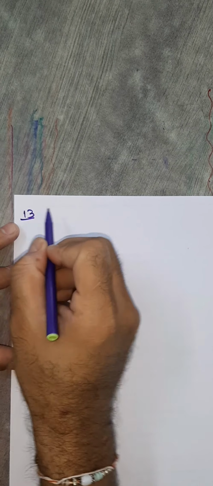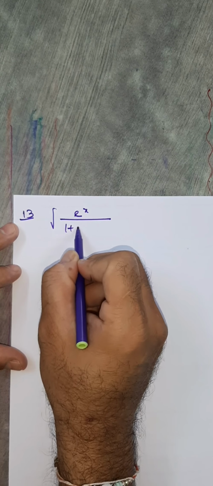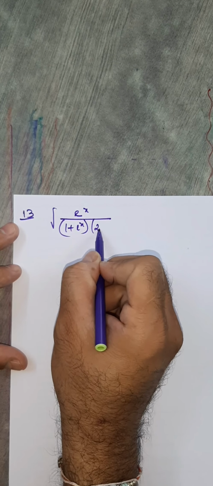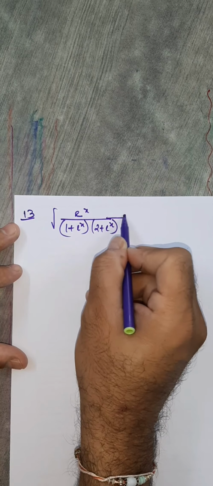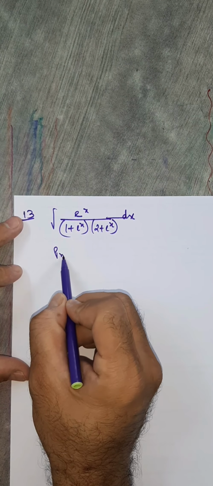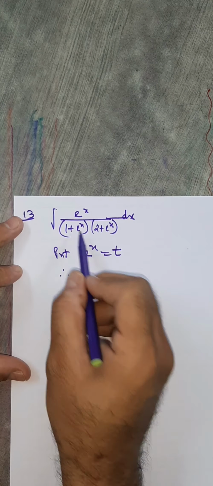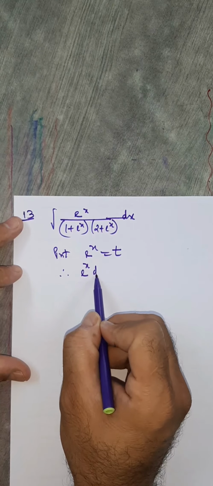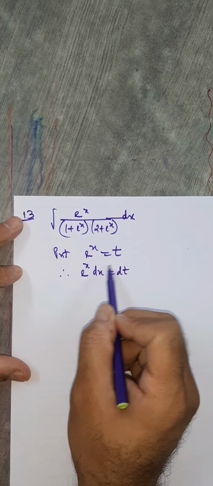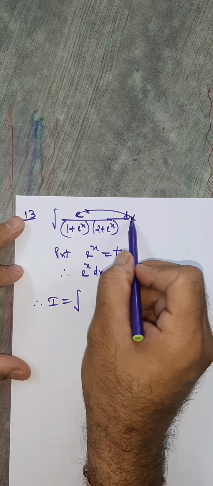Question number 13 here. Integral of e raised to x upon (1 plus e raised to x) into (2 plus e raised to x). If you remember the points to remember, whenever you have log x or an exponential and nothing else can be done, put that as a t. So e raised to x equals t. E raised to x dx equals dt, differentiation. So I equals, this becomes dt here.